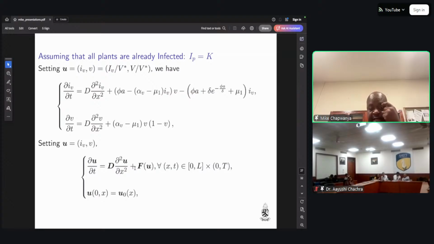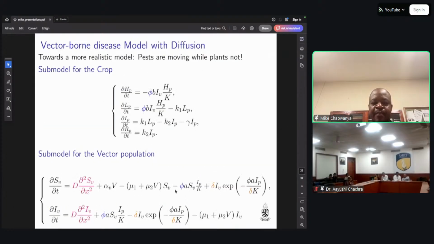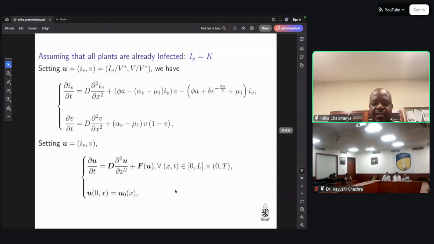Now, the interesting part of this is that this actually appears to be a monotone dynamical system. If it's a monotone dynamical system, then we have the tools to study it. But if you go back to the original model, it's not a monotone dynamical system. So studying traveling waves from the original model is a little bit complicated. But we can still extract quite a bit of information from this submodel.